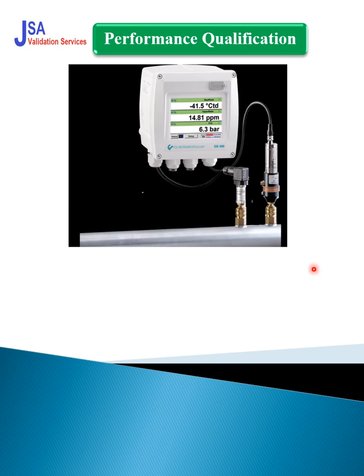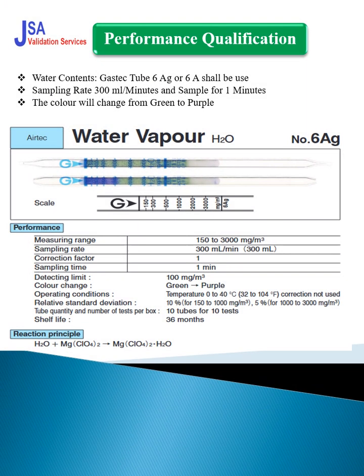Then there is a digital dew point meter installed in the pipeline, so it continuously, or dynamically, gives the actual result of the compressed air quality, what the dew point is. For the performance qualification, we can use the Gastec tubes for the water vapors. Okay, we can use the Gastec tube of two models, like 6AG or 6A. There is a difference in the range. So whichever range we require for the determination of water contents, we can use.